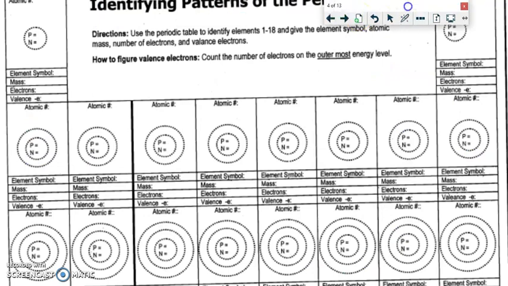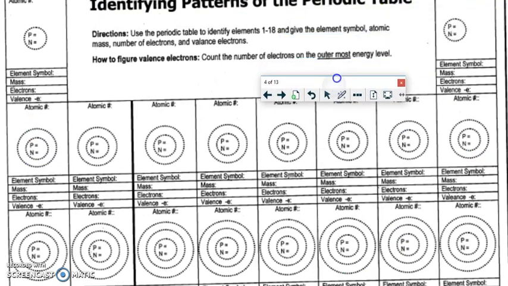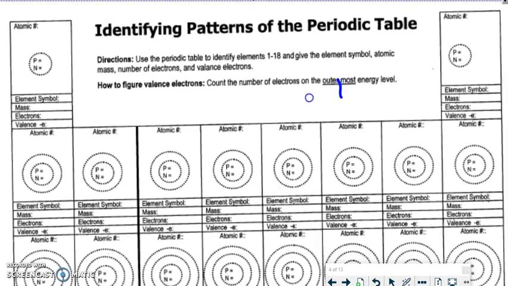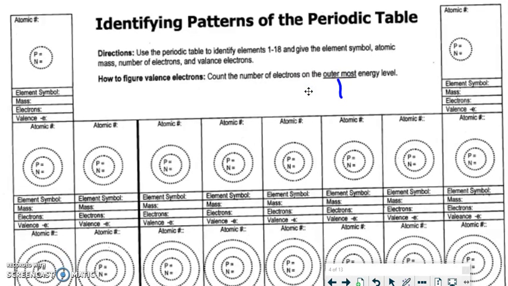All right, so the next page looks something like this. It says identifying patterns on the periodic table. Directions: use the periodic table to identify these elements. Give the atomic symbol, mass, number of electrons, and valence electrons. We're not going to worry about all of that. What I would like you to do is to draw the electrons on each of these guys.